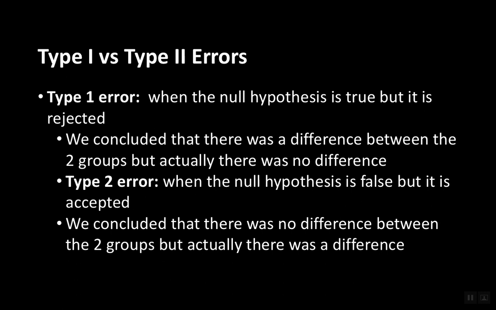Okay? But in type 2 error, you accepted the null hypotheses, but in reality, it is wrong. You weren't supposed to accept it, even though the p-value was greater than 5%, right? The results. Still, you accepted the wrong thing basically. That's a type 2 error. We concluded that there was no difference between the two groups, but actually there was a difference.